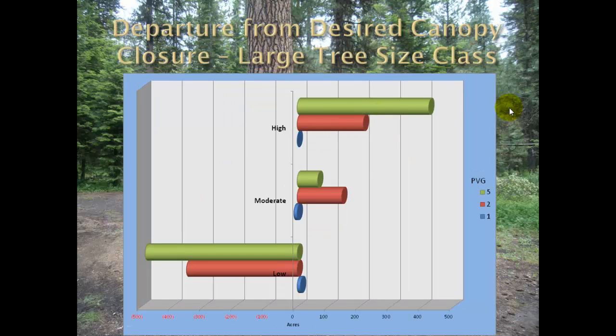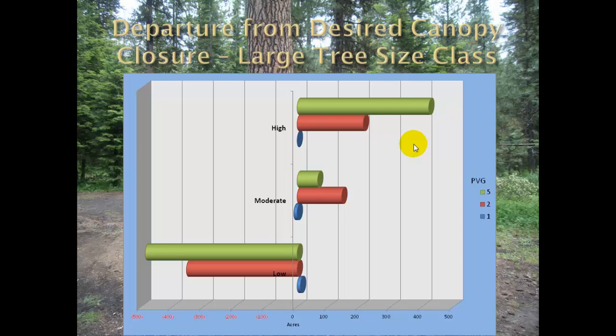So for retaining or enhancing the large tree size class, another attribute was considered, and that is the desired canopy closure and the departure of the current condition from the desired. The format of this chart is similar, only now we're looking at canopy closure class going from low to high, low at the bottom, high at the top. And as the columns extend to the right, it's telling you the acres of departure.